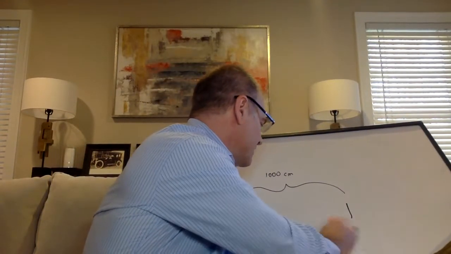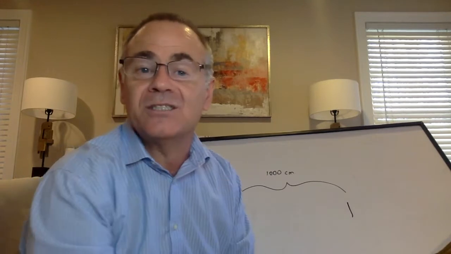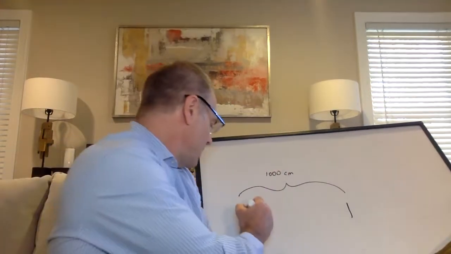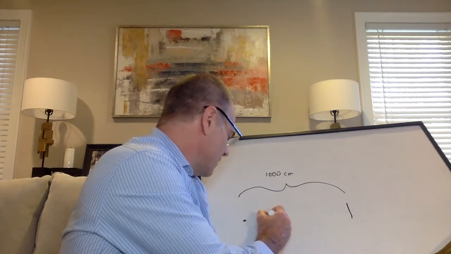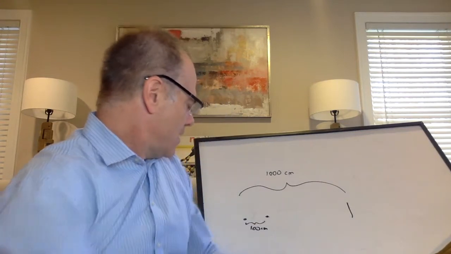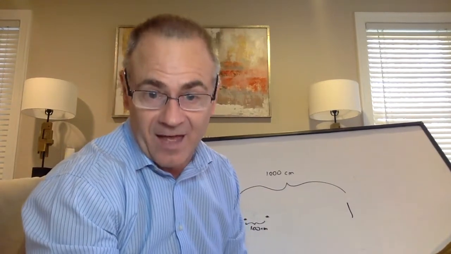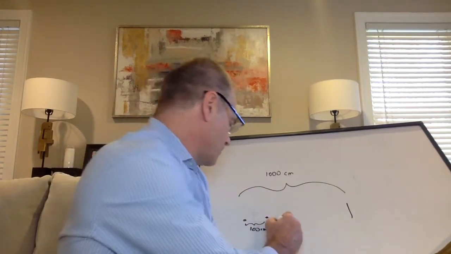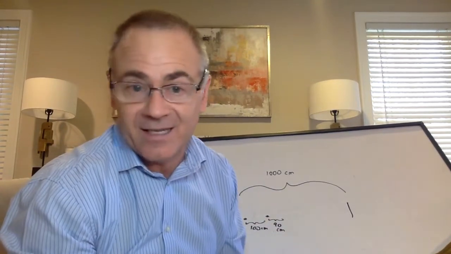So the frog is 1,000 centimeters away. Now, instead of jumping halfway toward the wall, each jump he jumps 1/10 of the distance to the wall. So that means he jumps 100 centimeters. That means he's now 900 centimeters away. He's going to jump 1/10 of that, the next jump. So that means 90 centimeters.